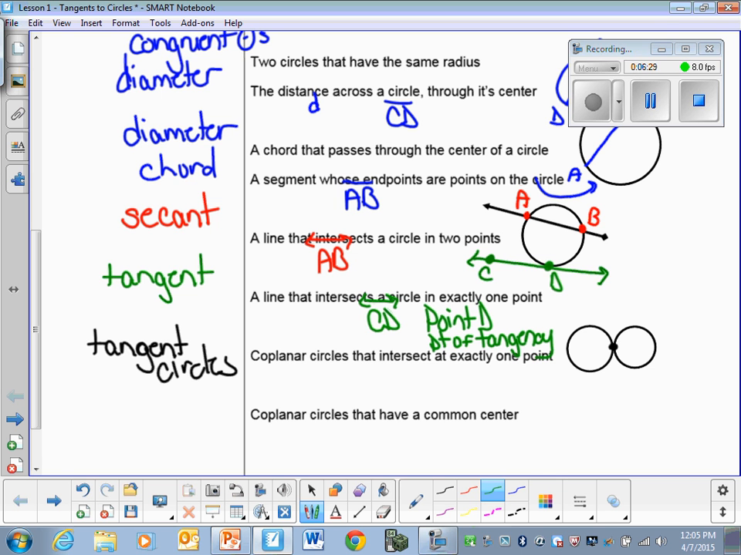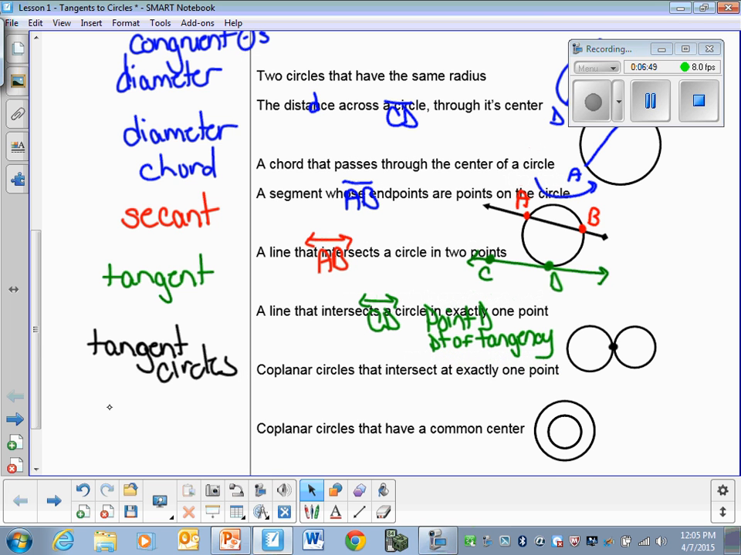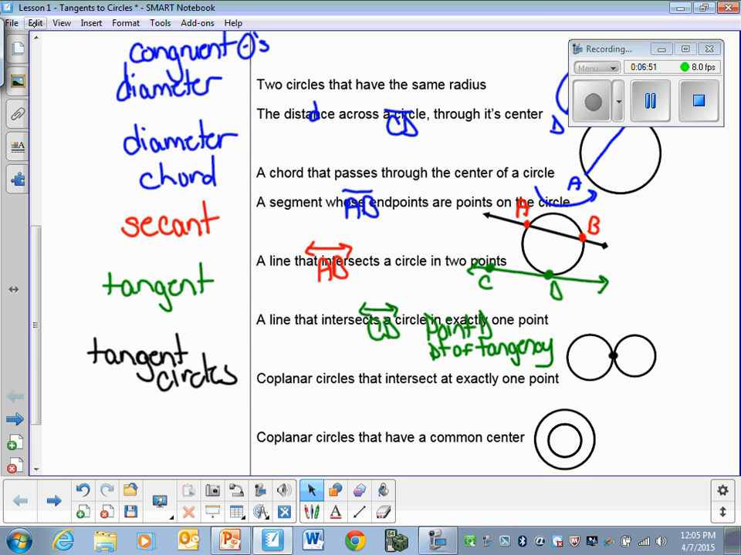Coplanar circles that have a common center. I like these. Oops, didn't draw that well. Concentric circles.